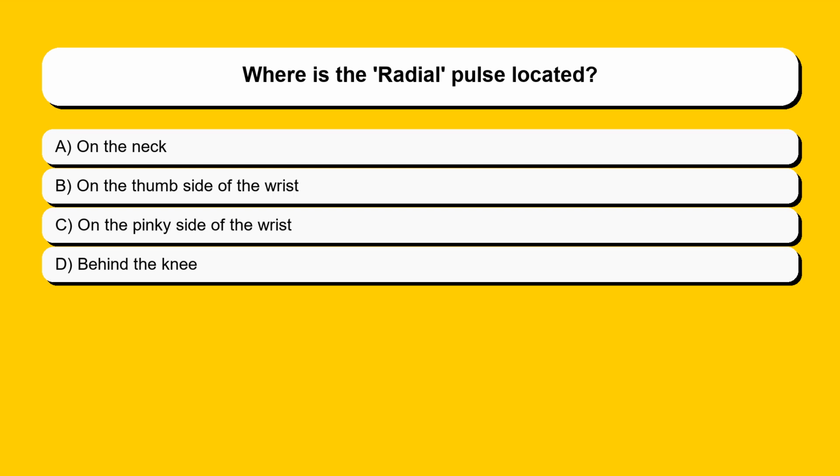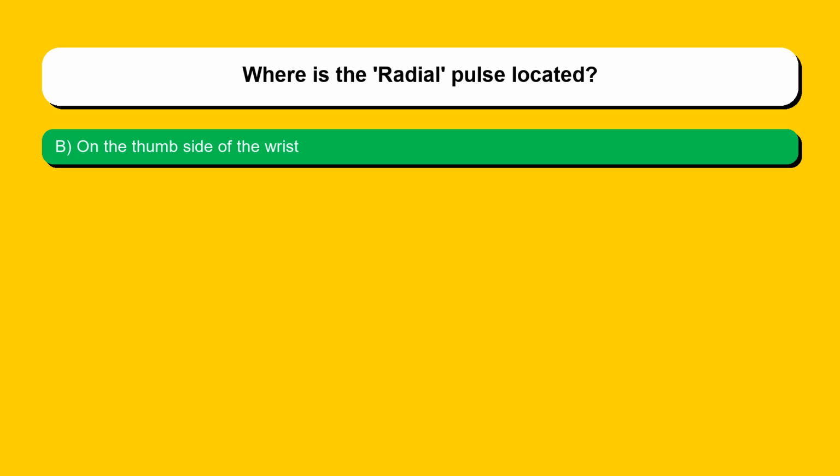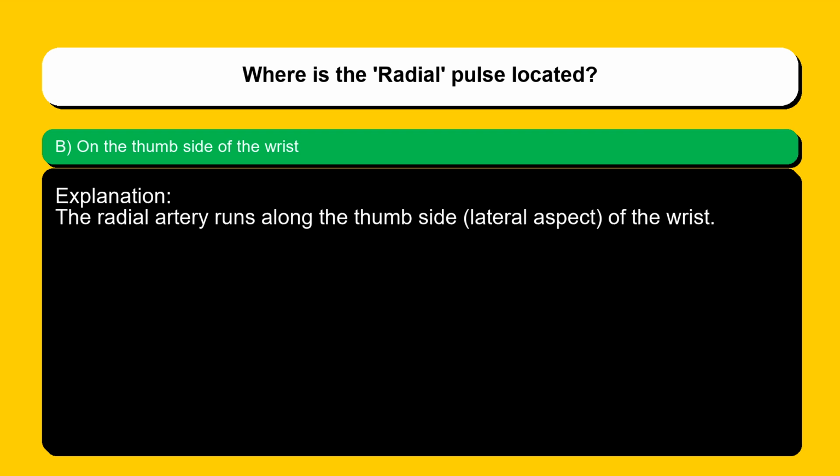Question 6. Where is the radial pulse located? Option A. On the neck. Option B. On the thumb side of the wrist. Option C. On the pinky side of the wrist. Option D. Behind the knee. The correct answer is Option B. On the thumb side of the wrist. The radial artery runs along the thumb side, lateral aspect, of the wrist.